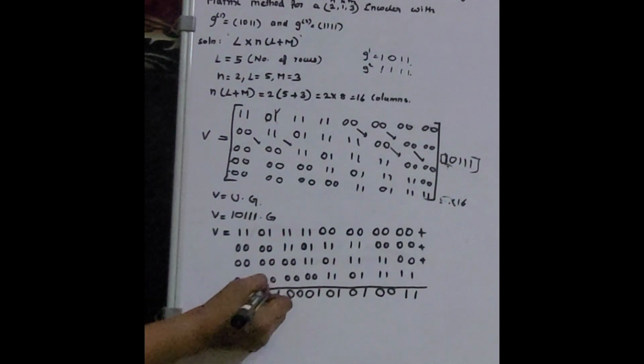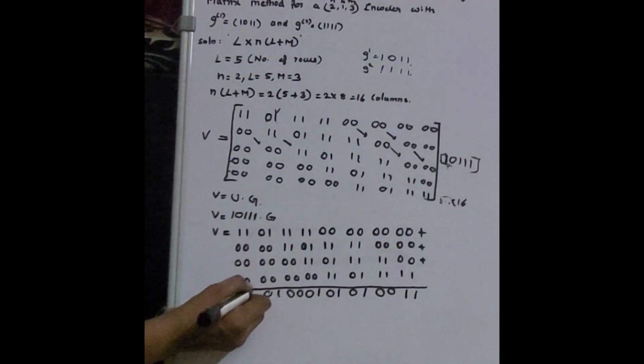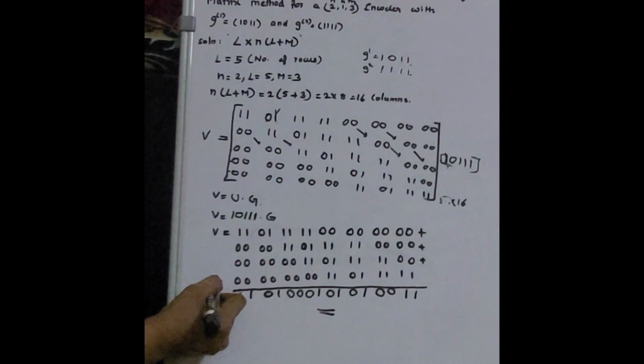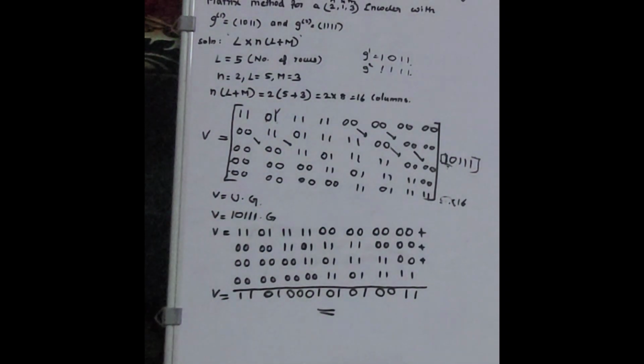So we get 1 here, 0, 1 here, and 1 here. This is the final code word V. That is 1 1 0 1 0 0 0 1 0 1 0 1 0 0 1 1.